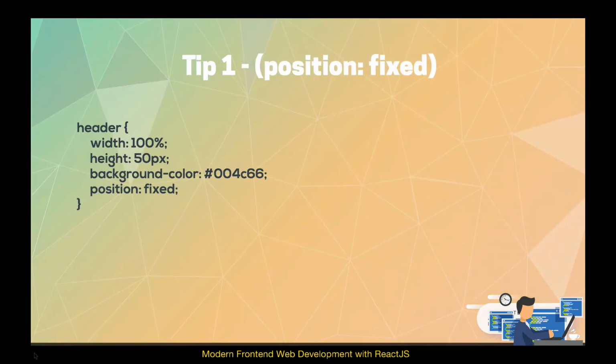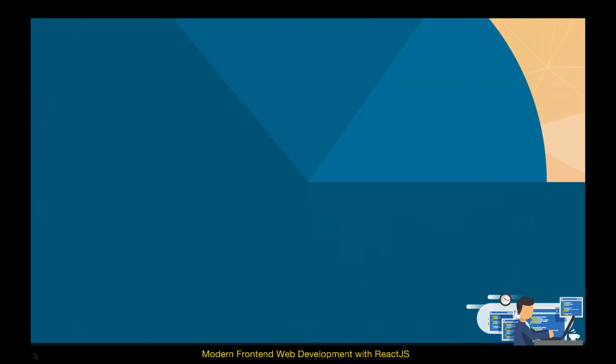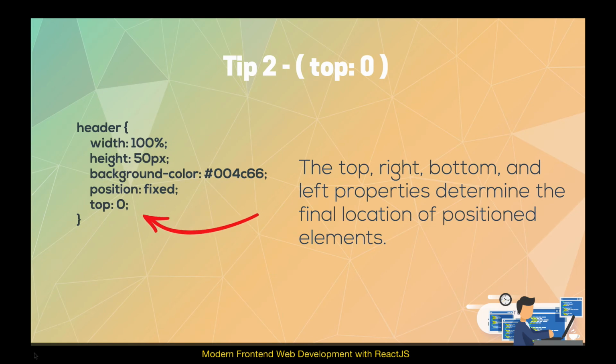Let's just add a position fixed. So this position property, it actually determines the location, the position of your element on your document. Also add top property and set the value to 0. It determines where the position is actually going to start from.